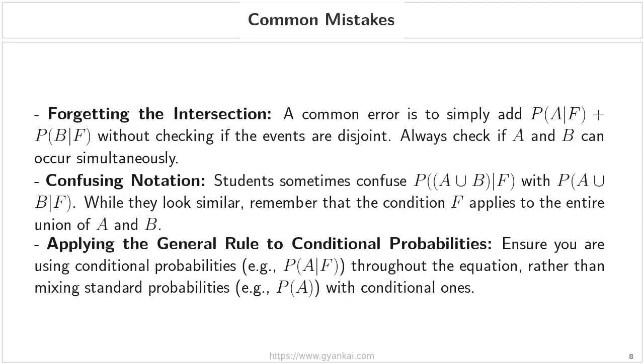Finally, a crucial point: ensure you are applying the general rule consistently to conditional probabilities. Do not mix and match. You must use conditional probabilities, such as the probability of A given F, throughout the entire equation. A common mistake is to accidentally use standard probabilities, like the probability of A, instead of their conditional counterparts. To get the correct result, every term in your formula must be operating within that same restricted universe of F that we established at the beginning of this lesson.